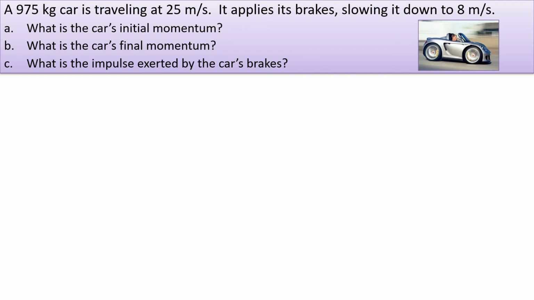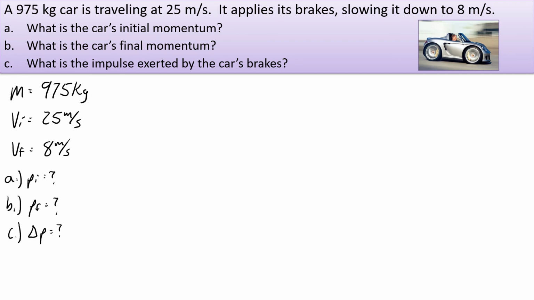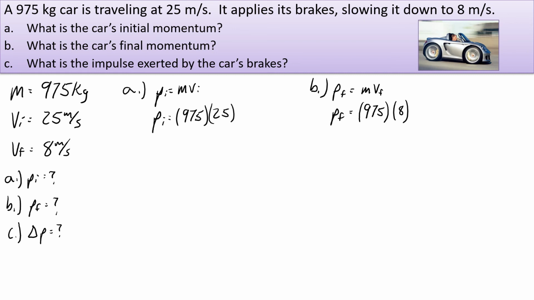Did you pause the video and do the question on your own? Because here are the answers. Here are the givens. These are the unknowns. I'll write the equation and substitute at the same time because they're pretty similar. You substitute in the values, and when you solve, you get an initial momentum of, let's keep it long here, 24,375. What are the units for momentum? Kilogram meter per second, okay? And then for the final momentum, you get 7,800 kilogram meters per second.